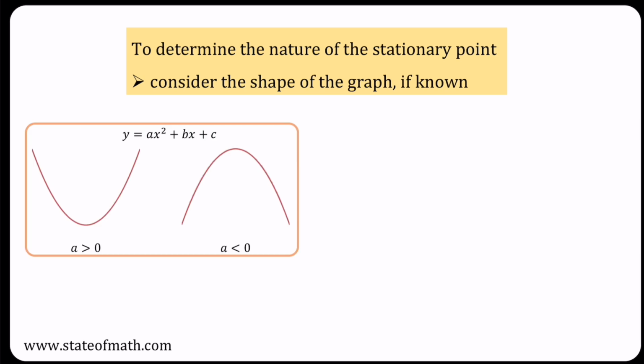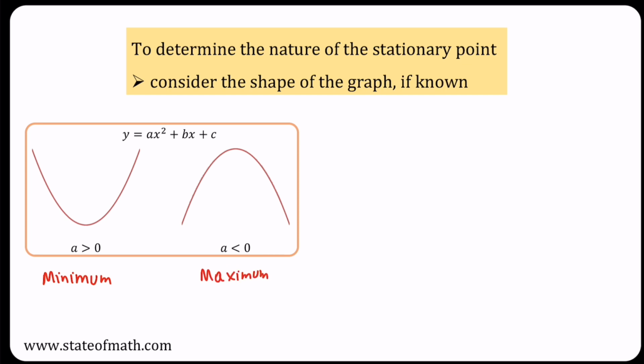It's the parabola. It's ax squared plus bx plus c, and the shape is dictated by the sign of the leading coefficient. If a is positive, then we have a minimum point because it's a U-shaped parabola, it's a smiley parabola. And if a is negative, then it's an inverted parabola and we've got a maximum point.